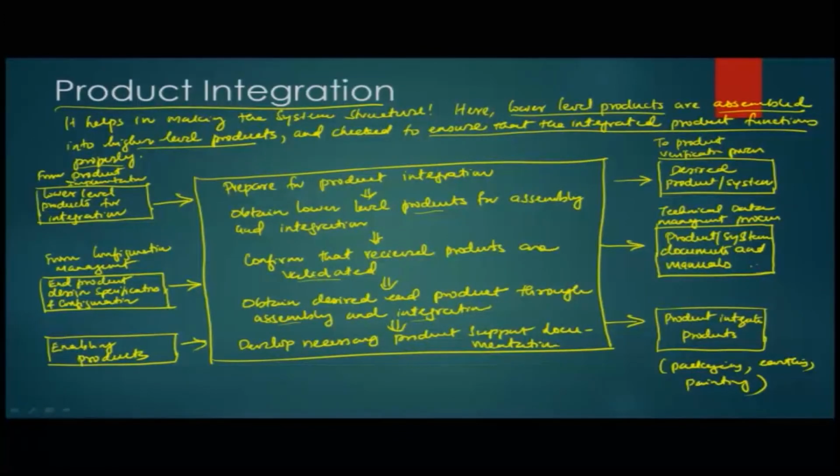And the final things, whatever is the packaging and other additional things, the enabling products that are required to ensure the assembly and integration of the products, we keep the information of that, because when you are manufacturing it on a large scale, these are required.